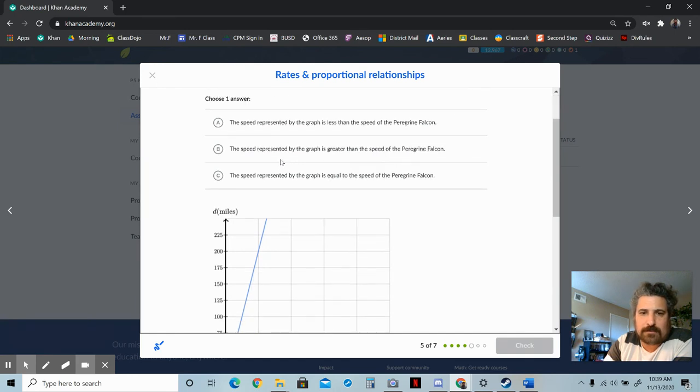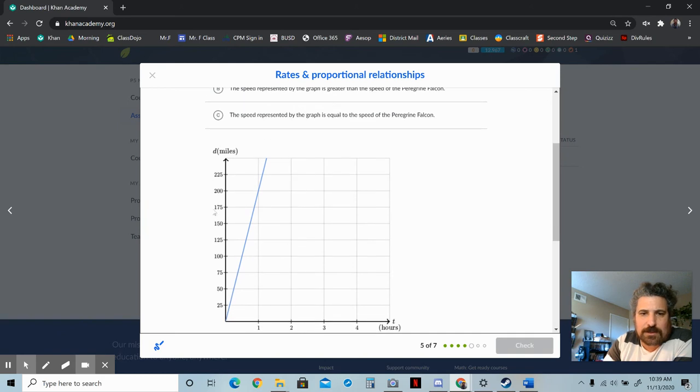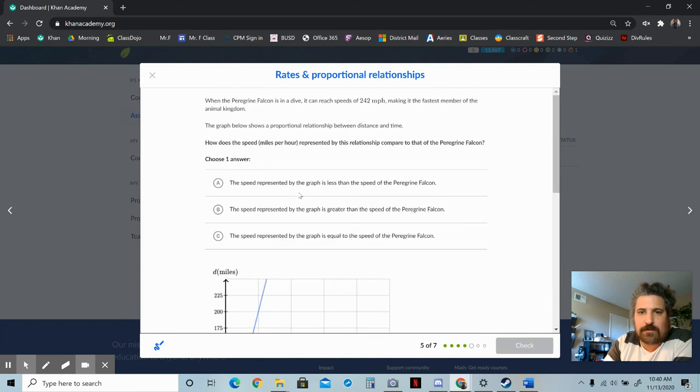Okay. So this graph here, in miles per hour, if we follow the line, we can look for an identifiable point. It looks like right there. This is at 200 miles every 1 hour. So the unit rate of this graph is 200 miles per hour, right? The peregrine falcon is 242 miles per hour, which is faster. So the speed represented by the graph is less than the speed of the peregrine falcon. That is true.